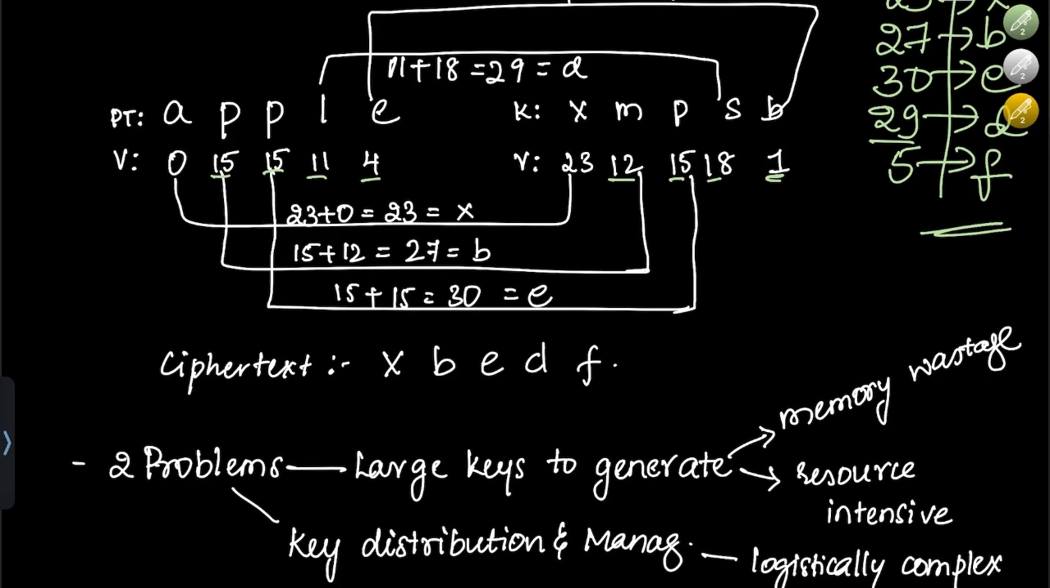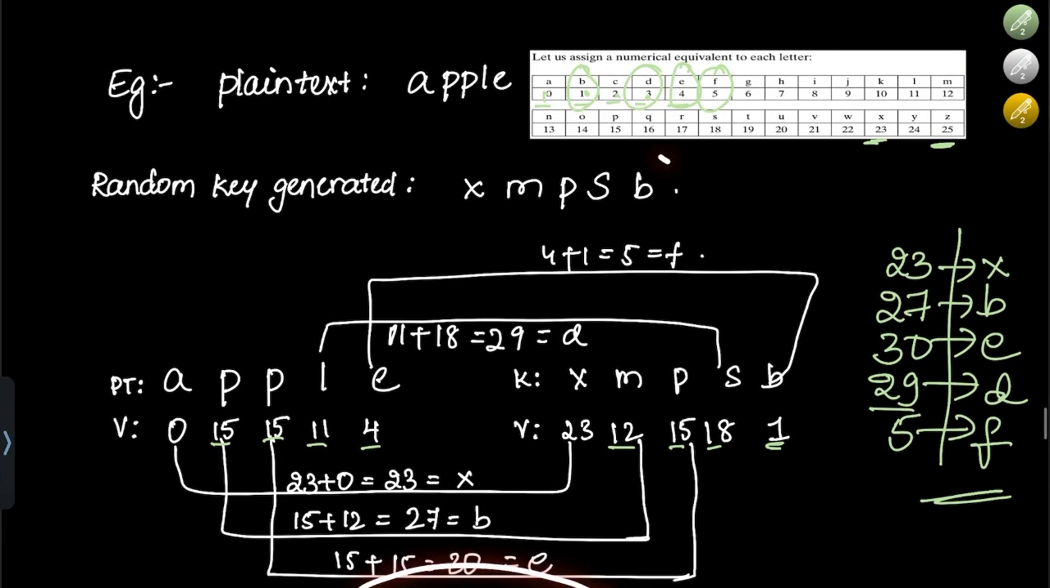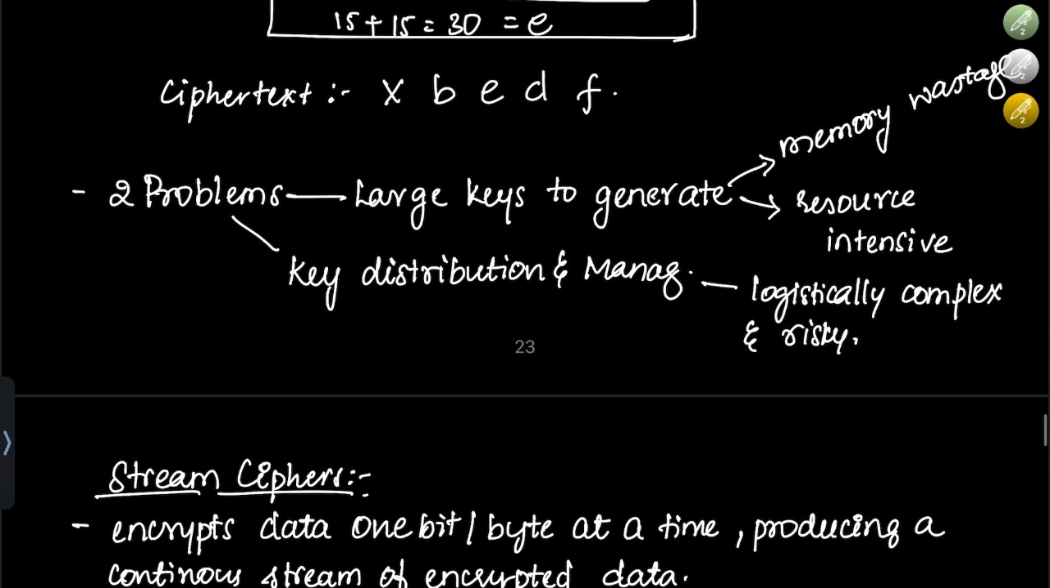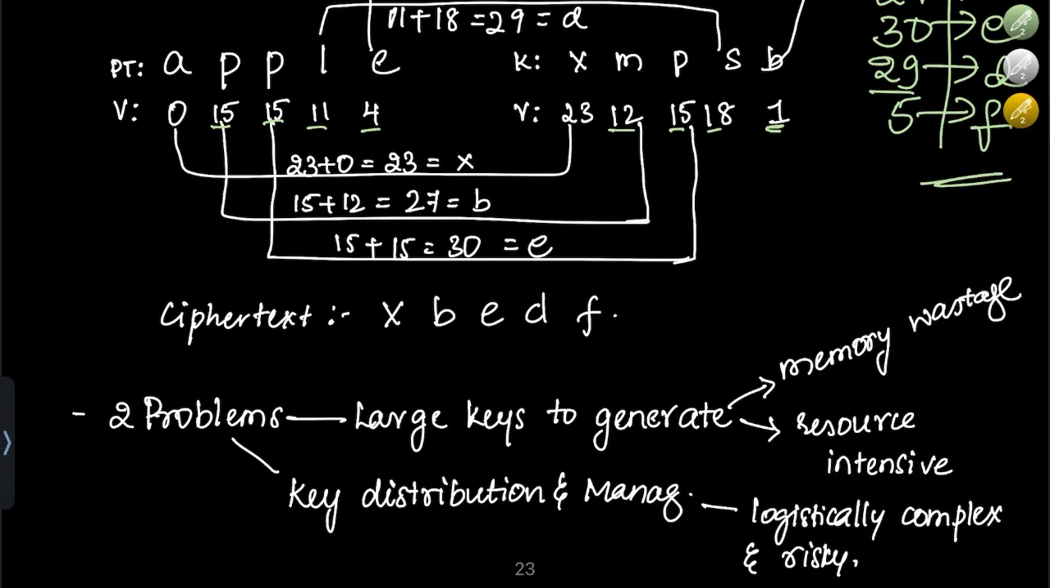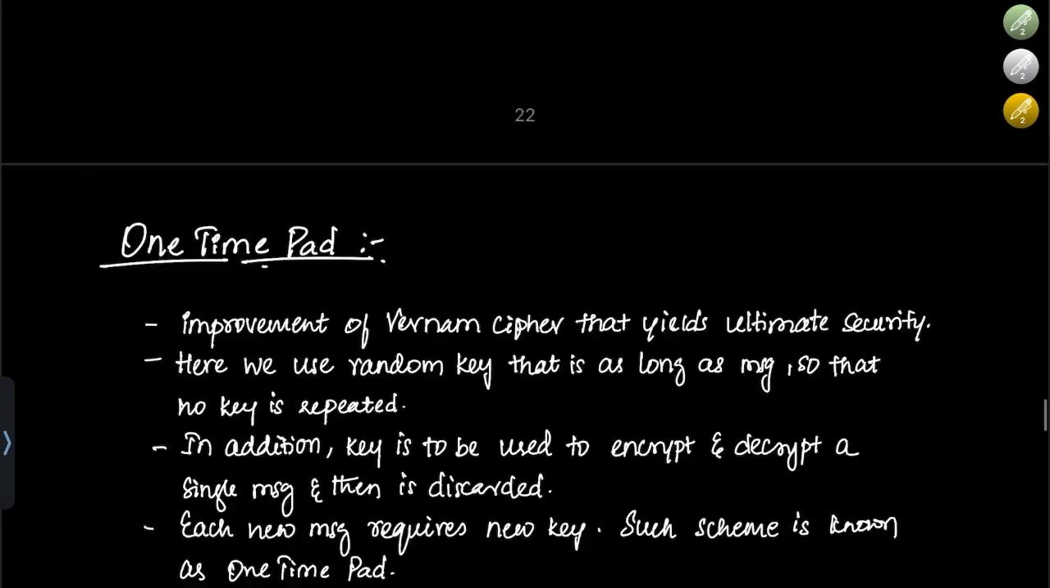But there are two problems. The first one is that we have to generate large keys. Large keys need to be generated, which makes the encryption and decryption very difficult for the attacker. But speaking about the resources, memory is wasted here, and when we are dealing with resource intensive tasks, this becomes a very big drawback. Then we have key distribution and management. The secret key should be sent in such a way that it is very secure and the attacker does not get to know about it. So it is logistically complex and risky. So this was about the one-time pad.